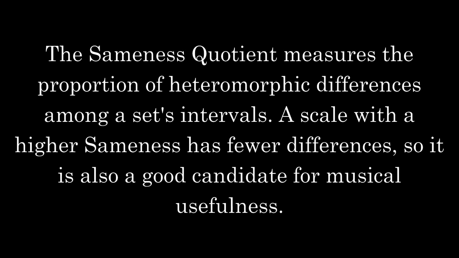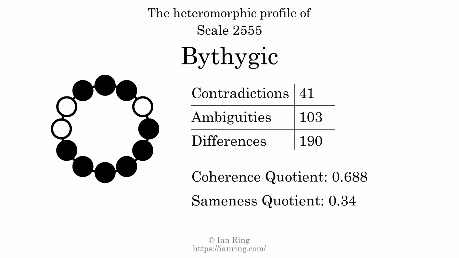The sameness quotient measures the proportion of heteromorphic differences among a set's intervals. A scale with a higher sameness has fewer differences, so it is also a good candidate for musical usefulness. The sameness quotient is 0.34.